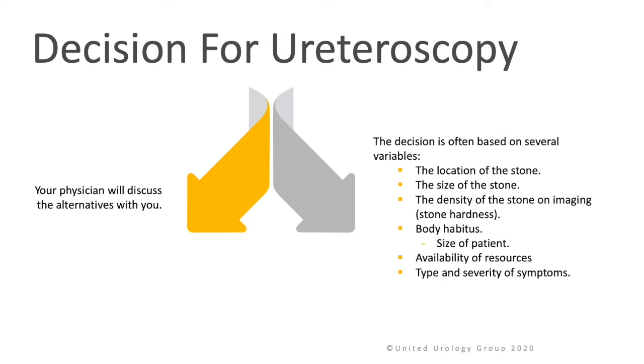Decision for ureteroscopy. Your physician will discuss the alternatives with you. However, if the decision is made, it is based on several variables, including the location of the stone, the size of the stone, the density of the stone on imaging, otherwise known as stone hardness, the size of the patient, availability of resources, and the type and severity of symptoms.